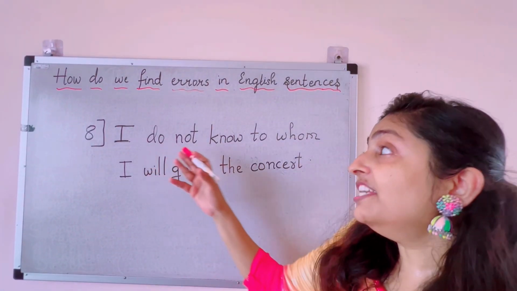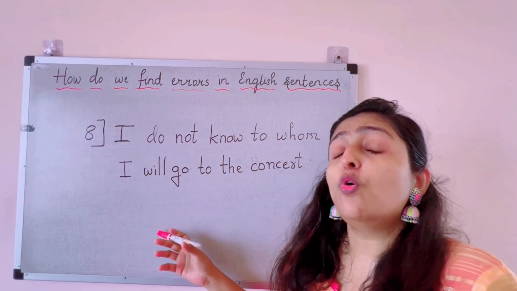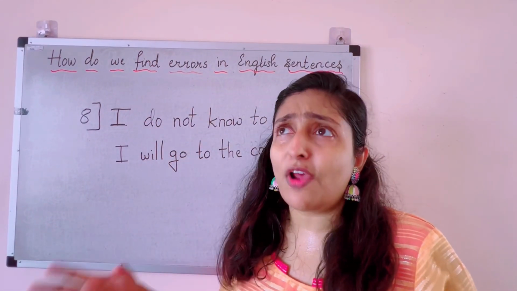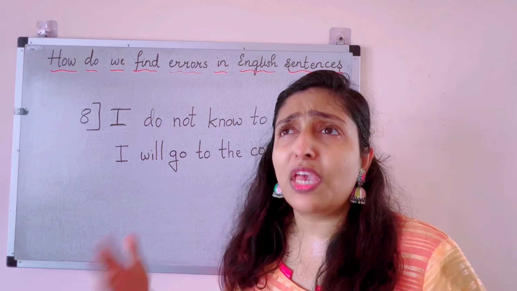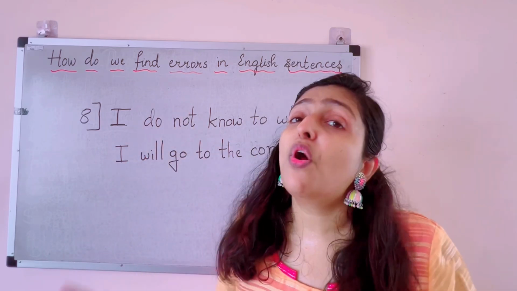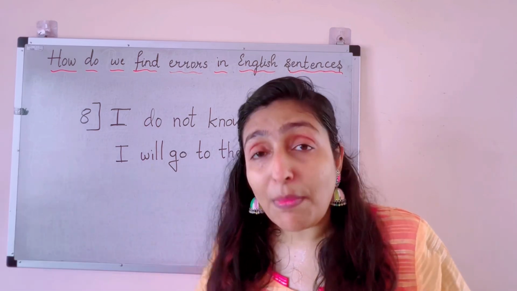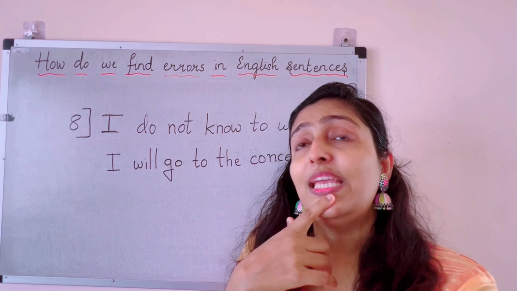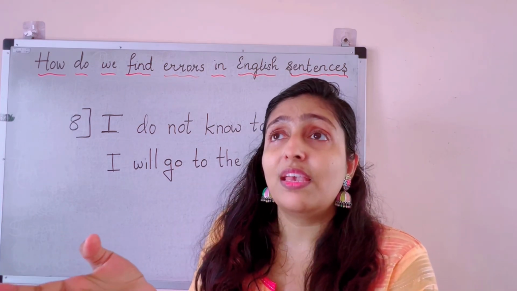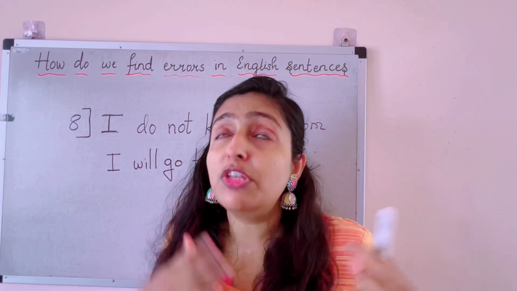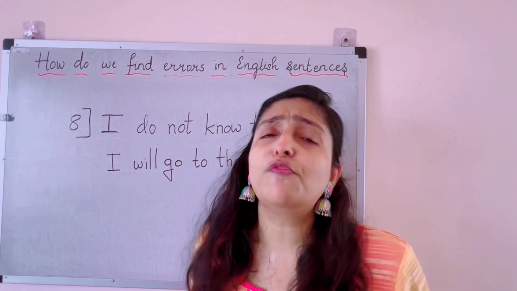Next is, I do not know to whom I'll go to the concert. It means you are trying to speculate, to guess, to think of some person who can assist you or help you by coming with you to the concert. You are thinking, is there any friend I have who can come with me to the concert?